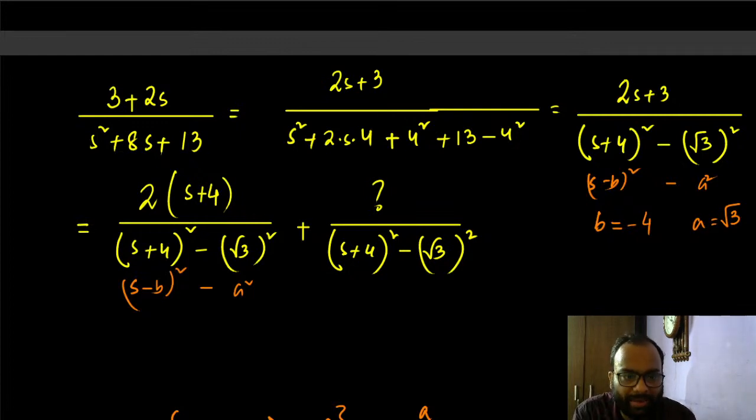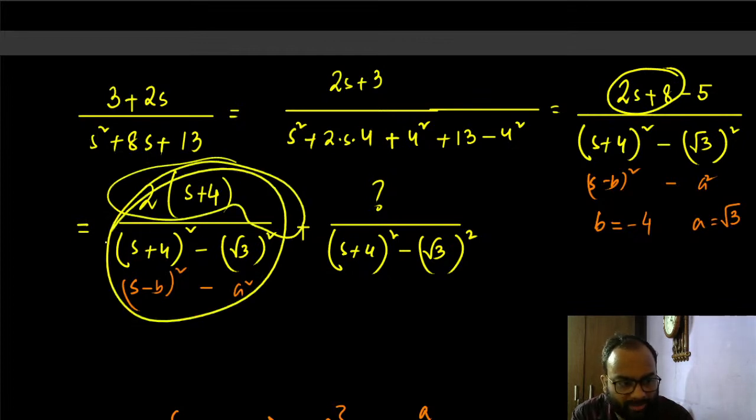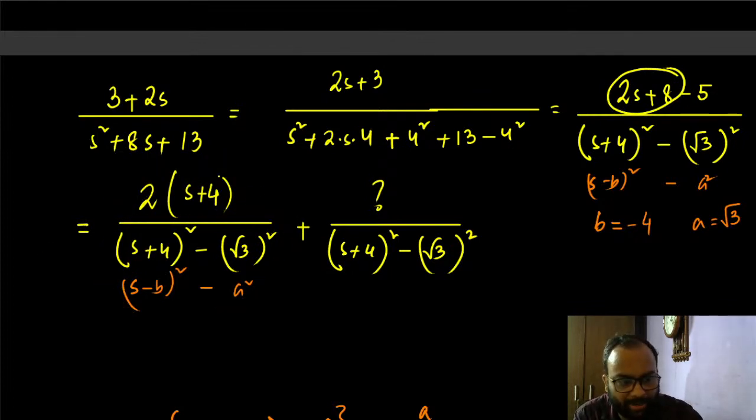So what happened here? I had 2s plus 3. Instead of writing 2s plus 3, can I write it as 2s plus 8 minus 5? Yes, I can. And this 2s plus 8 was brought into one of the fractions, so 2s plus 8 was brought into this fraction, and this minus 5 will be brought into that one.